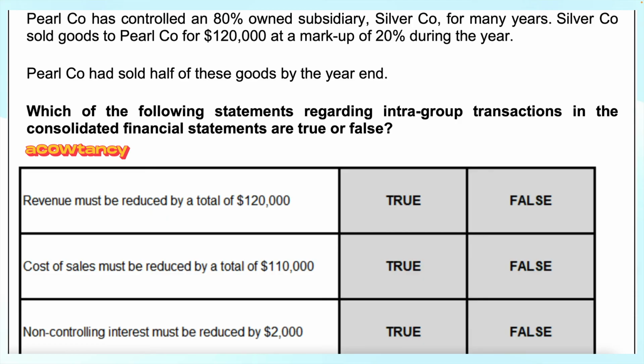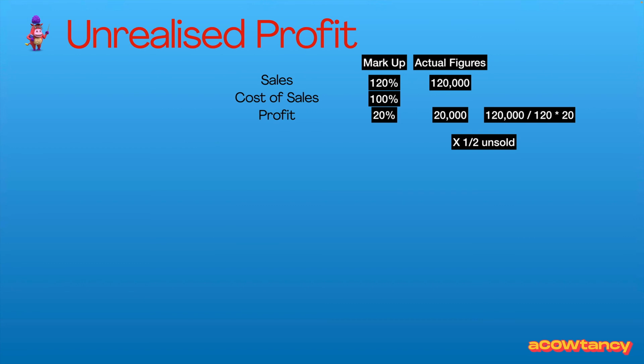So let's go and have a look at our question. It says revenue must be reduced by a total of 120. True. Cost of sales must be reduced by a total of 110. True. Now what about this non-controlling interest then? Remember it was S selling to P. So does S have an NCI? Yes it does, because we only own 80. So S has another 20%, has 20% NCI.